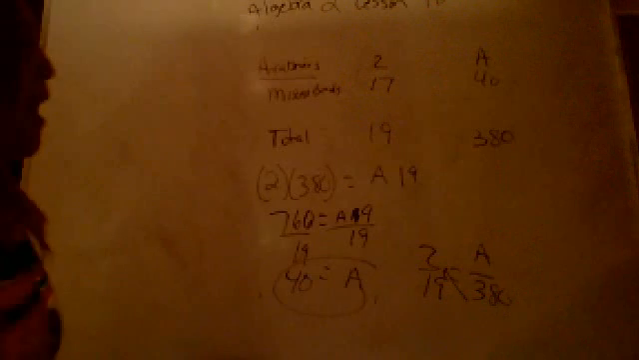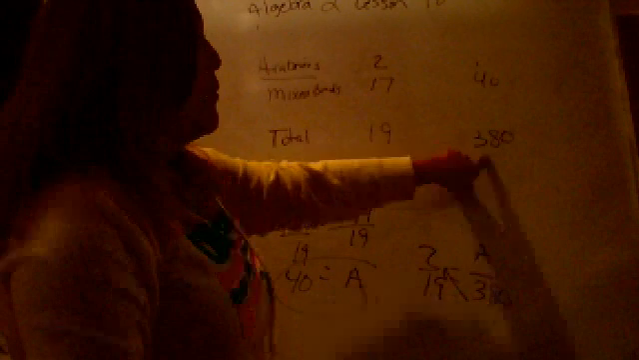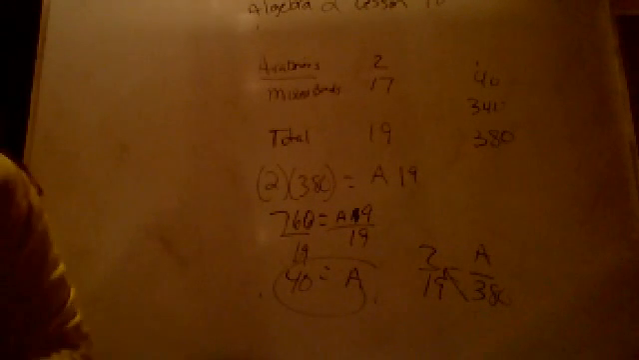Could I find out how many mixed breeds there were? Sure. We said 2 plus 17 equals 19. Same thing here. The number of Arabian horses plus the number of mixed breeds equals 380. So I simply take 380 minus 40, and I get 340 if they were to ask me that.